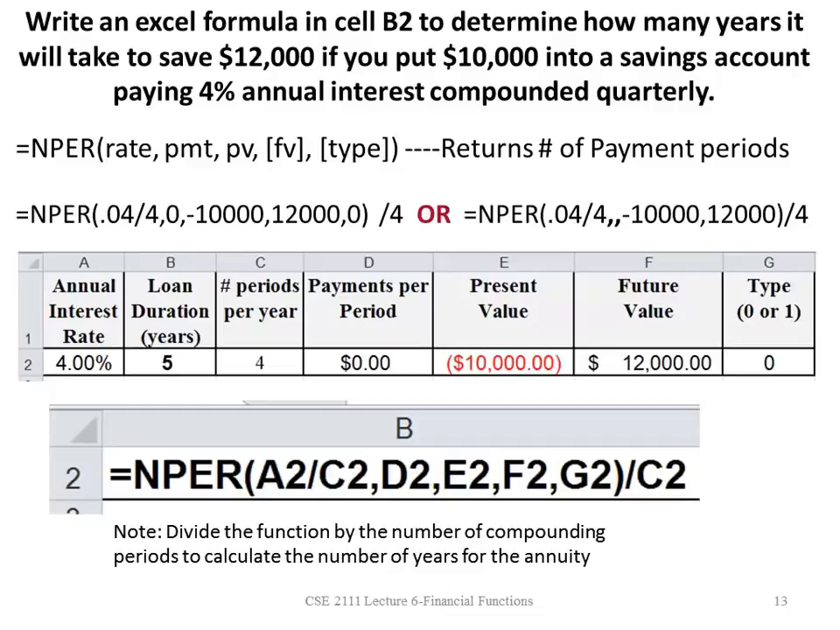Notice in the function itself, the argument E2 should be a negative number because I have negative $10,000. I didn't put negative E2 here. The reason why I didn't put a negative in front of the E2 is because I already have the present value as a negative number in the cell reference itself.